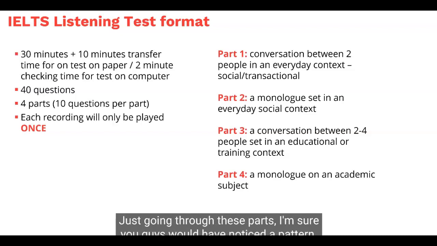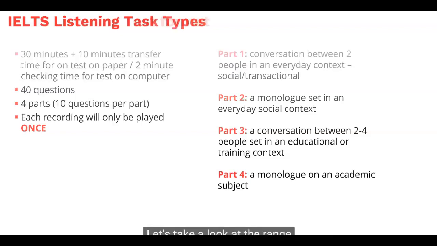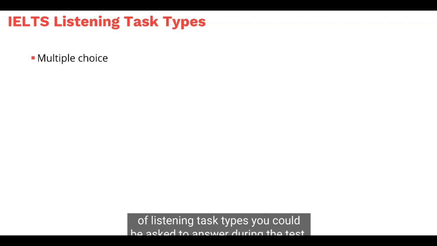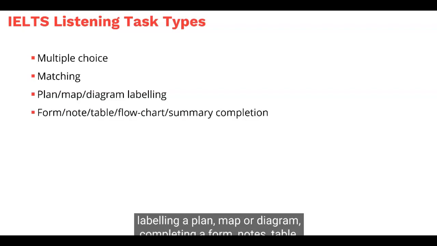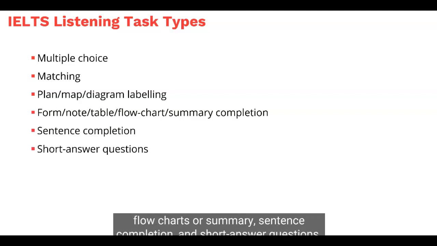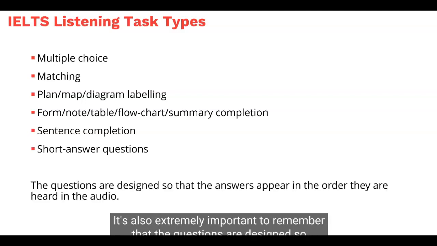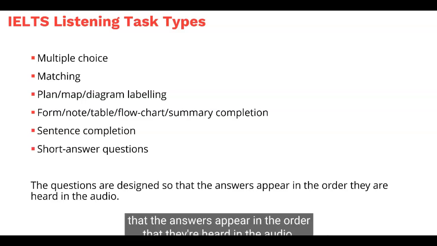Just going through these parts, I'm sure you guys would have noticed a pattern. So it goes basically conversation, monologue, conversation, monologue. And that's a very simple way to remember the way the listening test is structured. It's also important to remember that the first 2 parts are general and the last 2 parts are more academic. Let's take a look at the range of listening task types you could be asked to answer during the test. These include multiple choice, matching, labelling a plan, map, or diagram, completing a form, notes, table, flowchart, or summary, sentence completion, and short answer questions. It's also extremely important to remember that the questions are designed so that the answers appear in the order that they're heard in the audio.